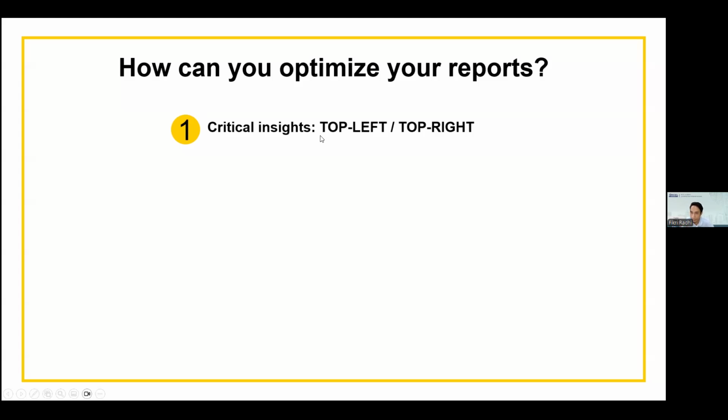So remember the critical insight is in the top left and top right corner. Okay, and then the second part is design for F pattern. So that is the first quadrant, the second quadrant, or the fourth quadrant, and the F pattern, where the user's eyes will look first. So remember, first impression counts, all right?